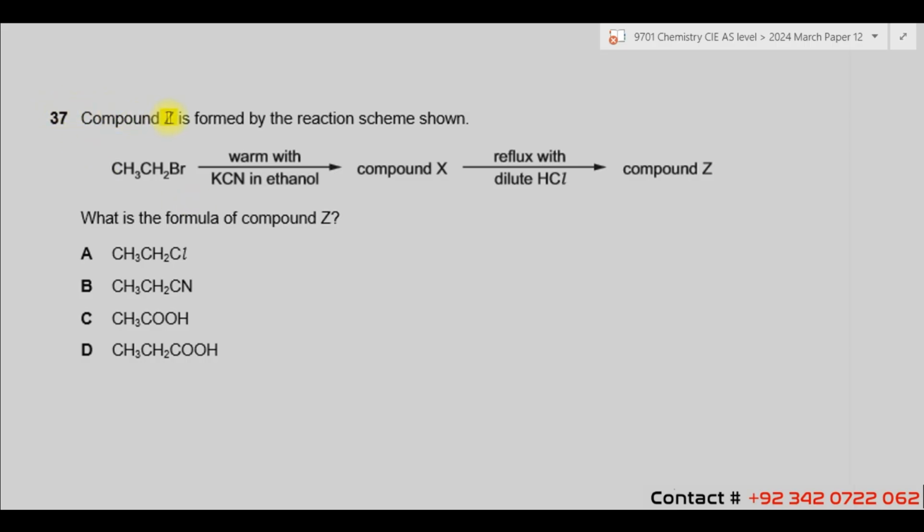Question 37. Compound Z is formed by the reaction scheme shown. CH3CH2Br is reacted with KCN in ethanol to form X, which is refluxed with dilute HCl to form compound Z. What is the formula of compound Z? So let's start with this one. We have CH3, CH2 and Br. In the presence of KCN in ethanol, cyanide replaces bromine in a nucleophilic substitution reaction. So we have CH3, CH2, CN.